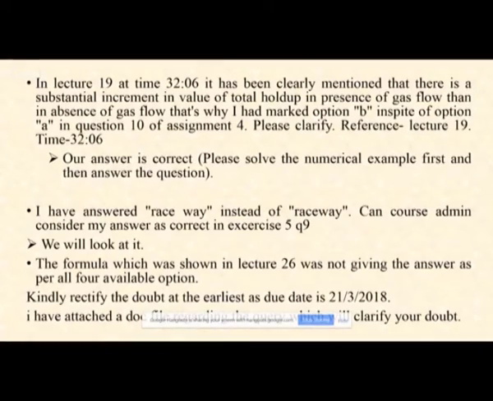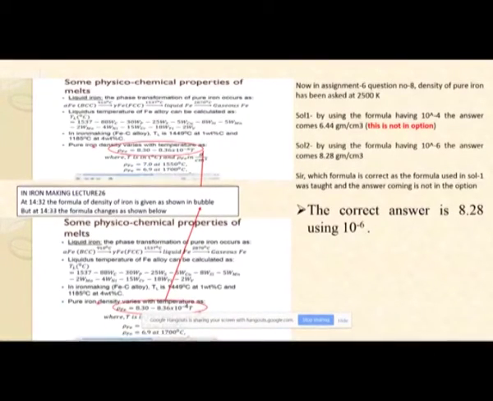Another question is, the formula which was shown in lecture 26 was not giving the answer as per all 4 available options. Kindly rectify the doubts, and I have attached a file regarding the query which will clarify your doubts. Yes, this all actually has been posted by you. The answer is you are correct. Actually, the correct answer is 8.28 using 10 to the power minus 6. There was a little problem in this slide, it seems. The ion density using the first slide, where 10 to the power minus 6 is given in the formula, is the correct one, and that would be the correct answer 8.28. So yes, sorry for that, and we will see what can be done. I think this answer will be given.